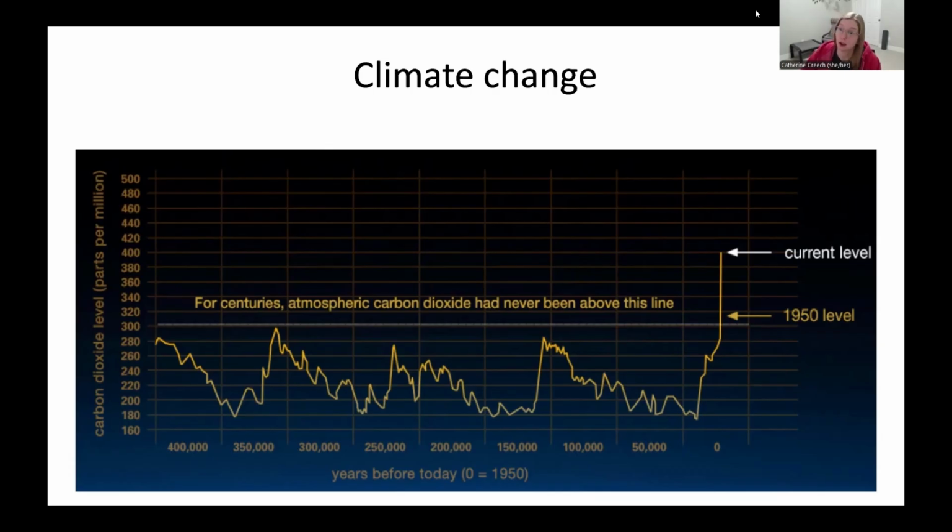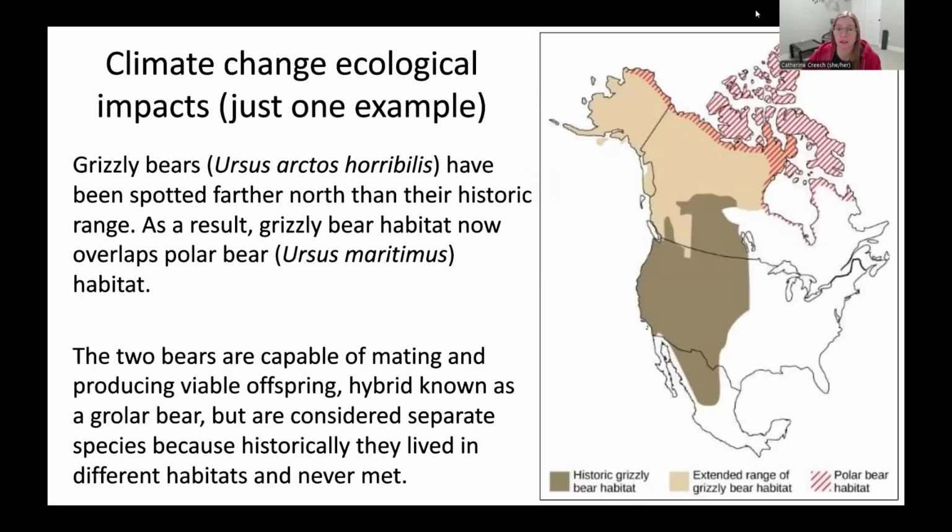There are effects right now that we can see with biodiversity. For example, we have range change. Grizzly bears have historically been up farther north than they used to be. On this map, we have our polar bear habitat way far north. Then we have our historic grizzly bear habitat. And now this tan color is the extended grizzly bear habitat. So the grizzly bears are moving more north to try and get into cooler, less variable habitat, because the habitat here is changing and a lot more erratic than it historically used to be.